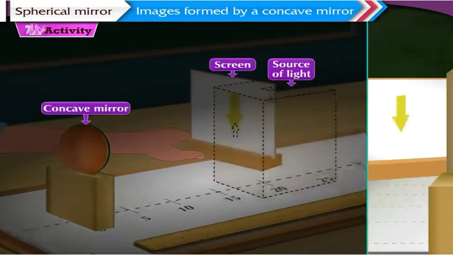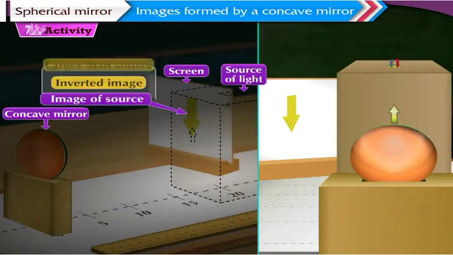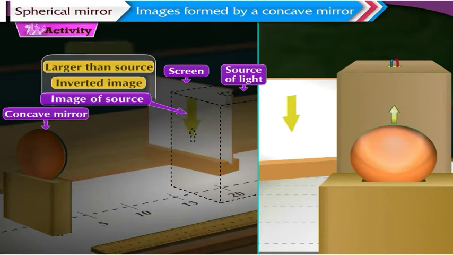At this distance, we get the clear image of the source. The image is inverted and larger than the source. The image of the source is obtained on the screen, and thus it is a real image.